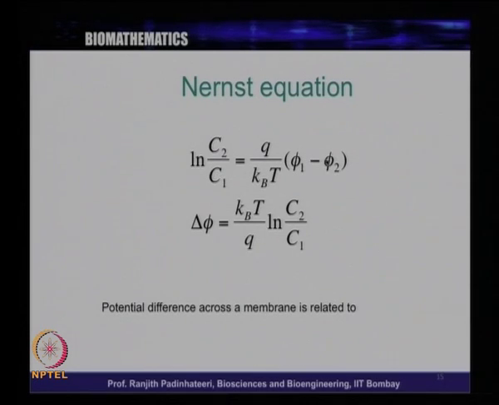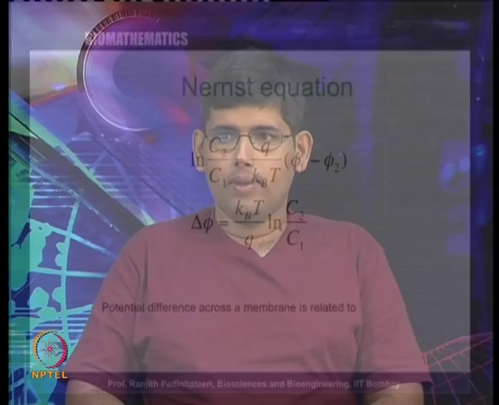If I call phi 1 minus phi 2 as del phi, I can write this particular relation: del phi is kBT by q into ln C2 by C1. So, this is the Nernst equation. Basically, what is happening here is that the potential difference is related to the concentration across the membrane.